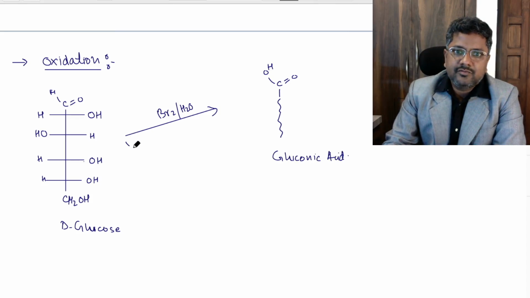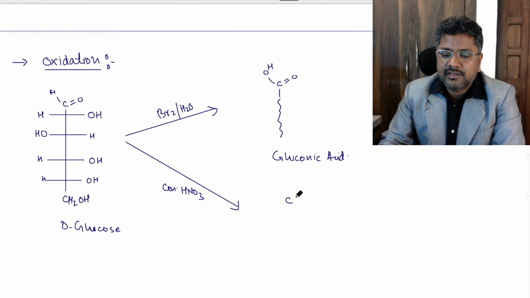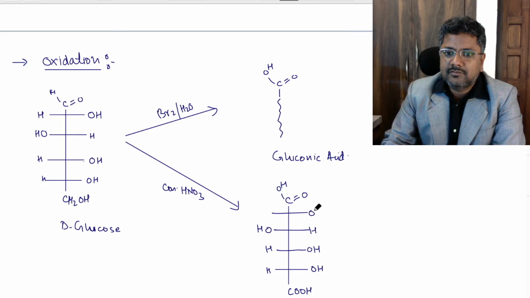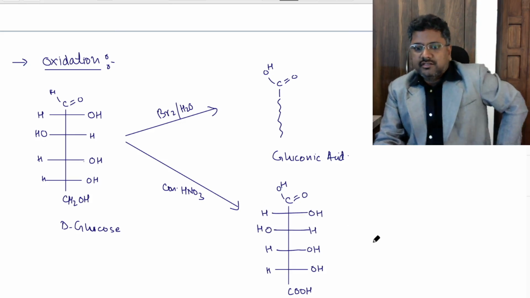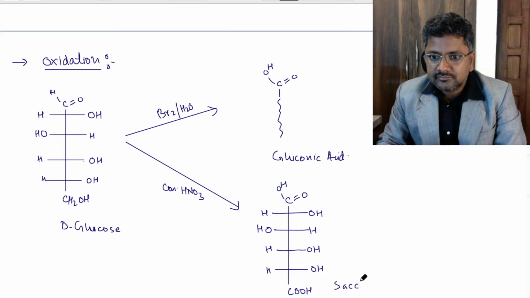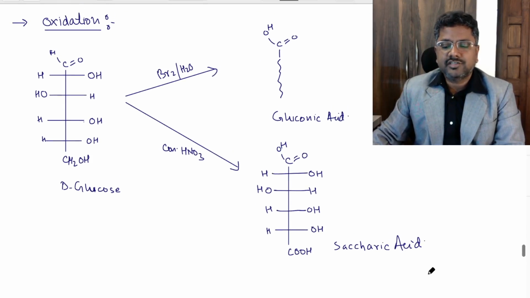If you use some strong oxidizing agent like concentrated HNO3, you will get COOH, and this last carbon is also oxidized, and the rest of the CHOH carbons are not oxidized. All of you know that a primary alcoholic group is more prone to oxidation compared to secondary and tertiary. So this compound is known as saccharic acid. So this is the oxidation of D-glucose.